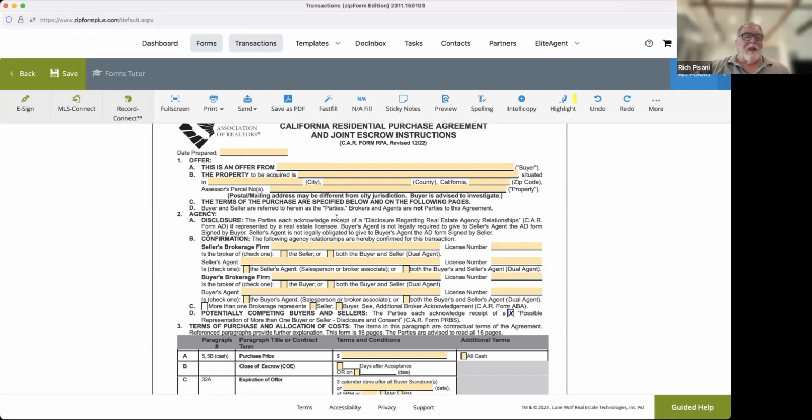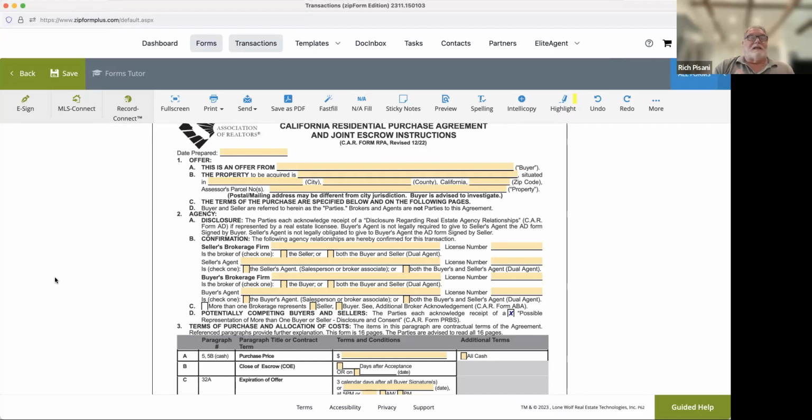Okay, agency. Well, we just did that agency disclosure at the beginning, and it has to be the very first thing that your buyer signs when you're doing an offer. But here's that second part that's required by law, and that's the confirmation. So the seller's mortgage firm, you put the firm's name and the firm DRE number. And are they representing the seller, or are they representing both the buyer and the seller?